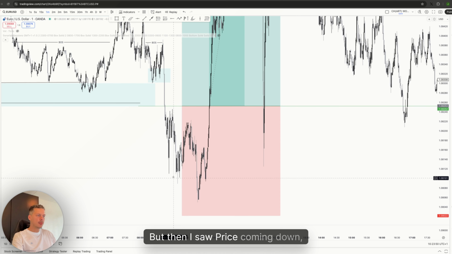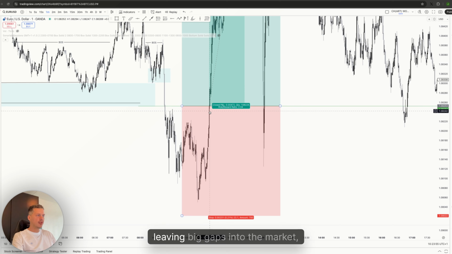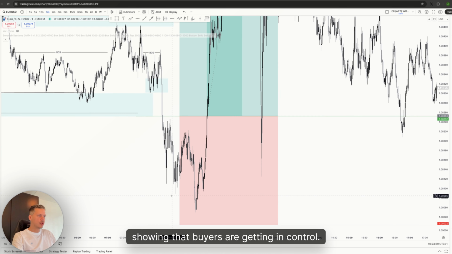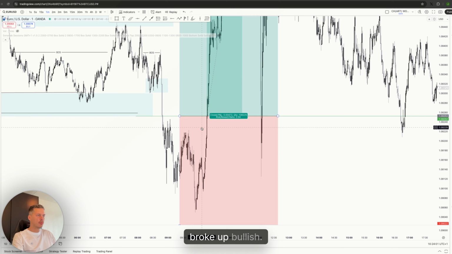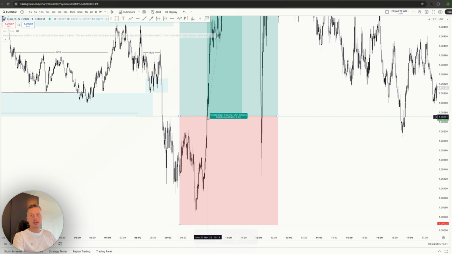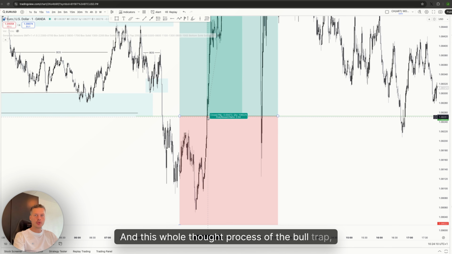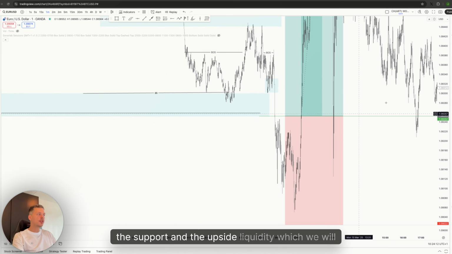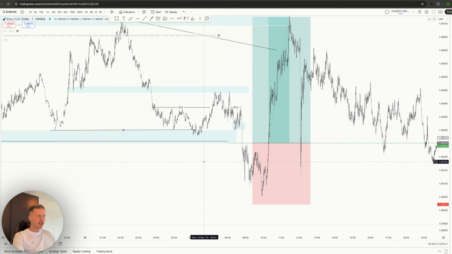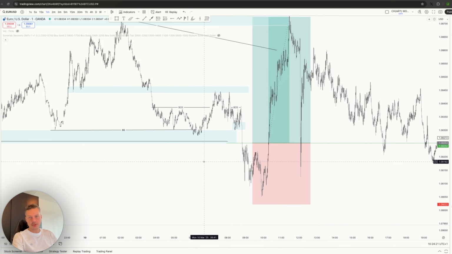So we have to be very cautious with these certain events. But then I saw price coming down, and then I saw price coming up pretty bullish, leaving big gaps in the market, showing that buyers are getting in control, took out liquidity, broke up bullish. And this is where I shared in my Telegram channel, "Guys, I'm going in. If you want to take it, you can take it as well." And this whole thought process of the bull trap, the support, and the upside liquidity which we will target are so important, and these things I do share in the Telegram channel.